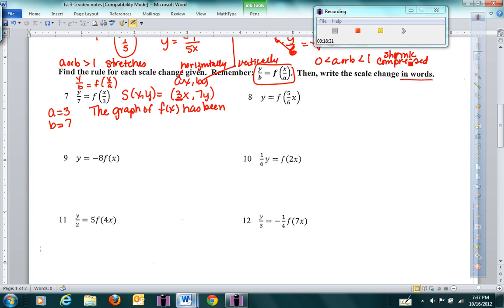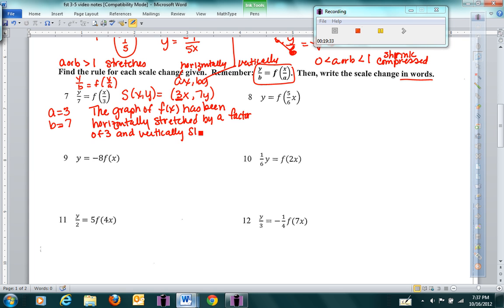So this one has been horizontally stretched. Horizontally because we're talking about the a amount, stretched because it's greater than 1, by a factor of 3. That's a multiplier, so that's a factor. And let's tell what happened vertically.